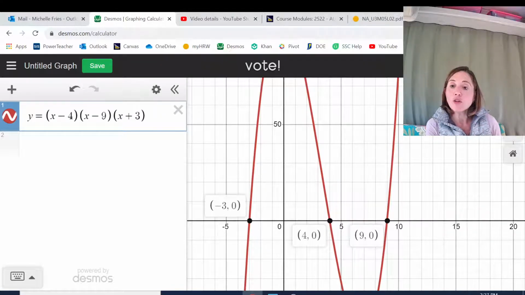Now this next one's a little trickier. I see an x plus 3. I thought it was supposed to be x minus something. So what would that root be? Yeah, that would be a negative 3. And if you look at your picture, that makes sense. x minus a negative 3.